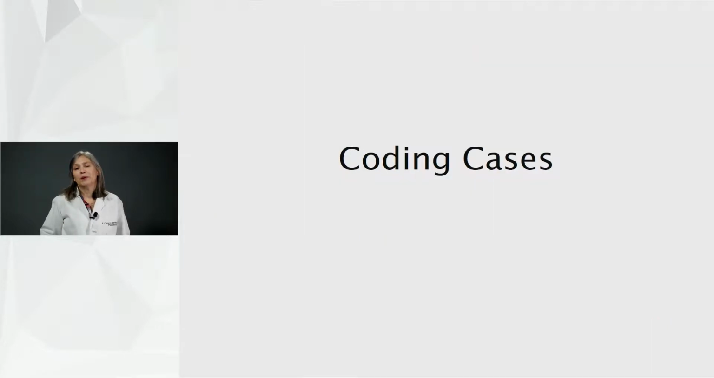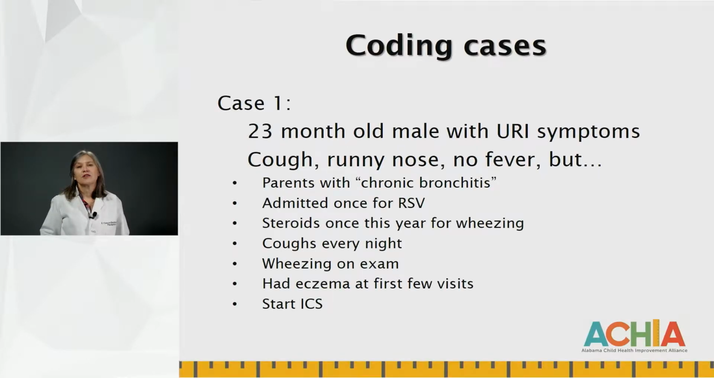So let's try to apply some of these principles to some specific cases. So looking at case 1, this is a 23-month-old that comes in with what just seems like a regular cold, but with just a few additional questions, you find out there's a family history. This patient has used steroids in this year. She has symptoms where she's coughing every night, and she's wheezing on exam. And this patient is moving into that new diagnosis, asthma, that is not well controlled, and it is meeting the criteria for a level 4 visit.